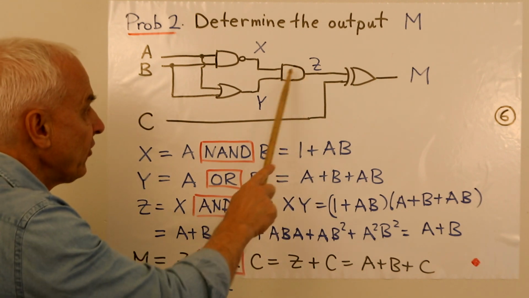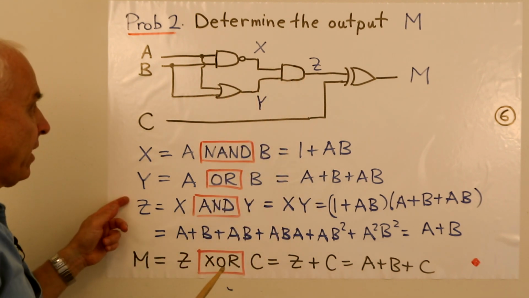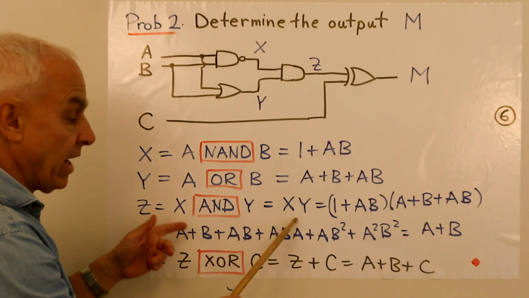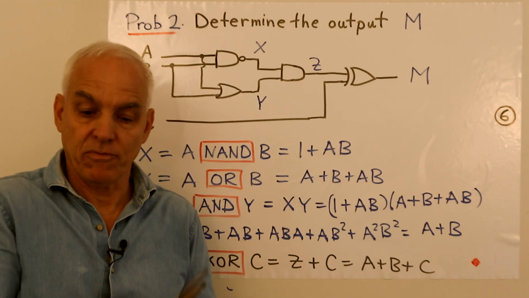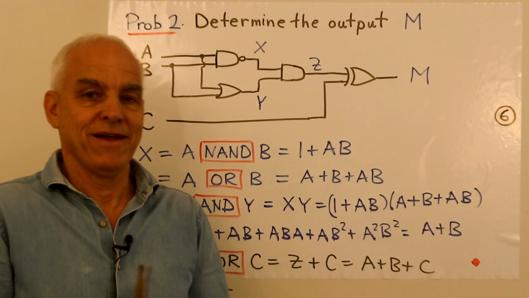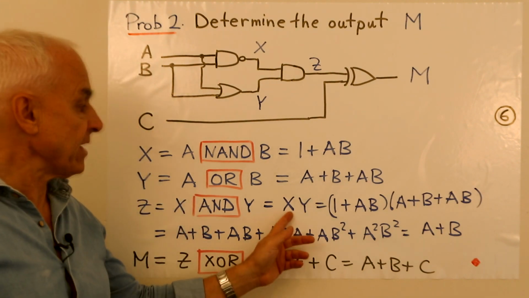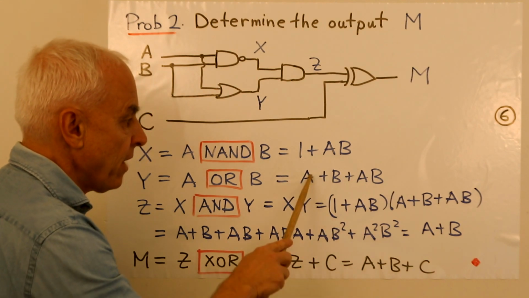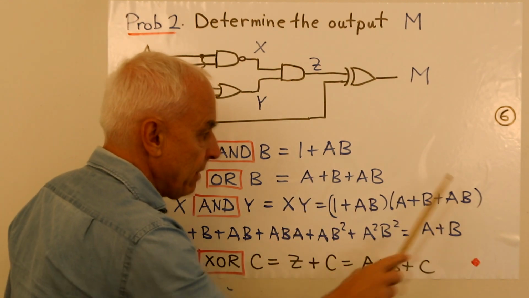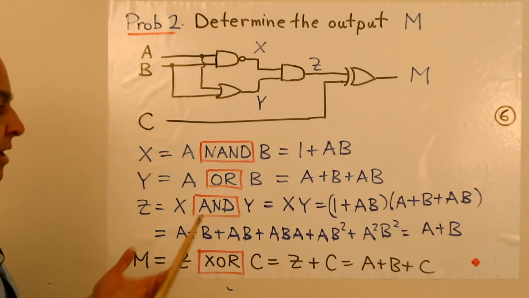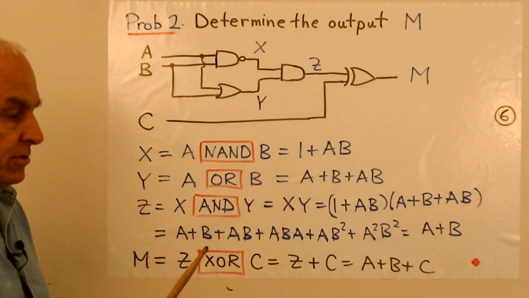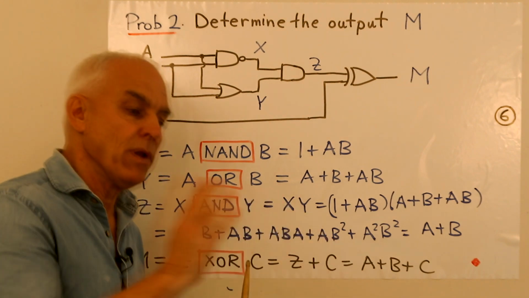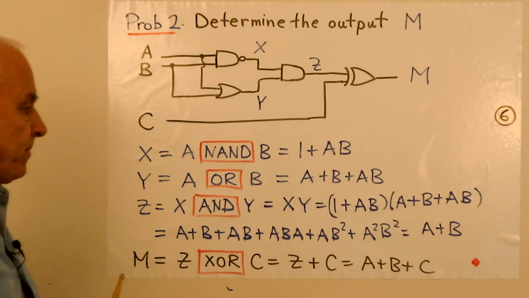Now Z here is taking the inputs X and Y, and it's an AND gate, so that's X and Y. Well, AND in the algebra of Boole, as in Boolean algebra, is just the product. So it's just X times Y. There's X, 1 plus AB. There's Y, A plus B plus AB. So we need to expand that out.